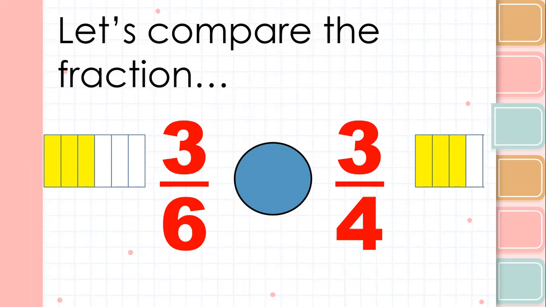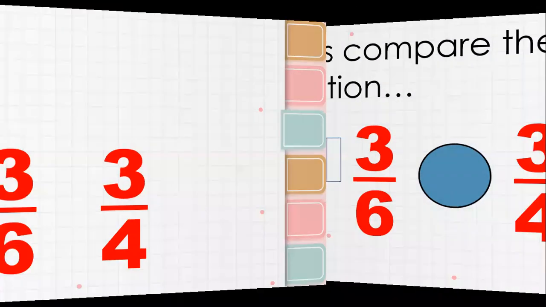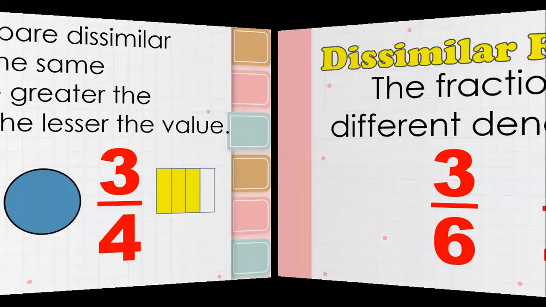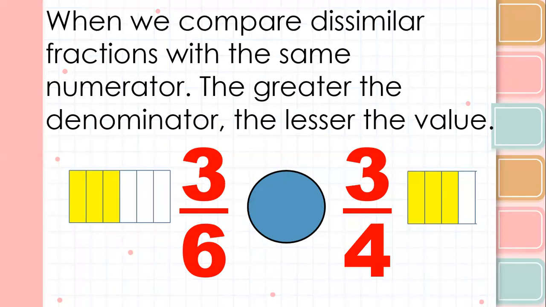3/6 and 3/4. The fractions 3/6 and 3/4 have the same numerators, but they don't have the same denominators. Fractions with different denominators are called dissimilar fractions. When we compare dissimilar fractions with the same numerators, we only compare the denominators.